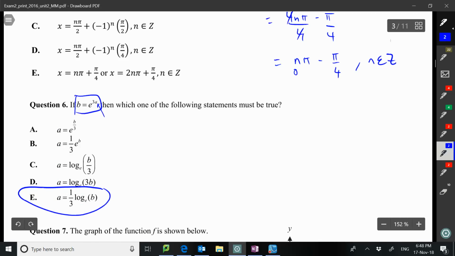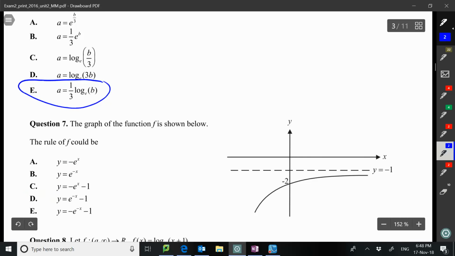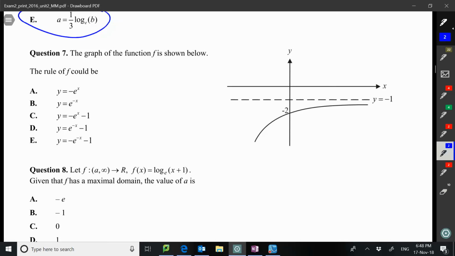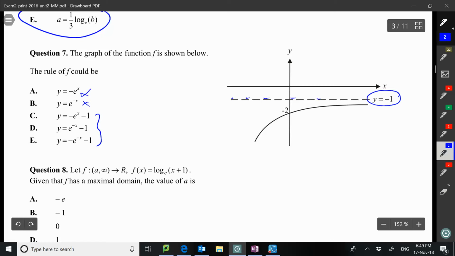Let's look at question 7. They all look like an exponential because all the solutions here are exponential. You've got an asymptote of negative 1, so it's gone down 1. So it can't be this, it can't be that, and it could be any of these three because it's minus 1, minus 1, minus 1.